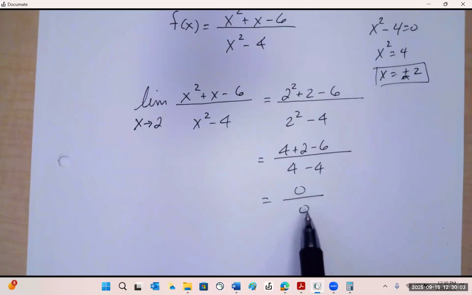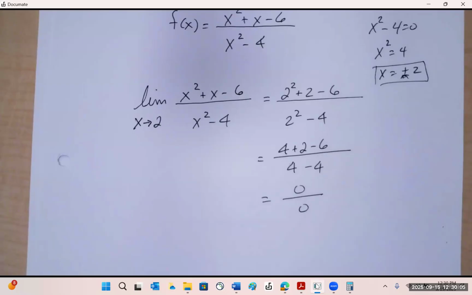Remember, we always want, if we have a 0 over 0, that's the best. If we don't have an answer, it'll give us a chance to find an answer. So what do we do if we have 0 over 0? Factor. So that tells us that with both of our equations, they have a common factor involved.